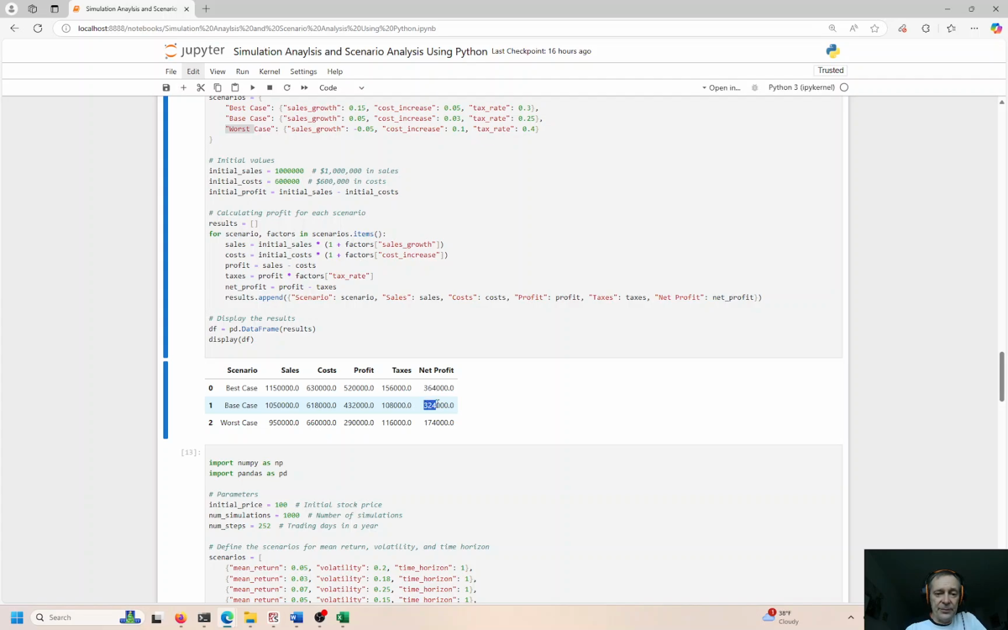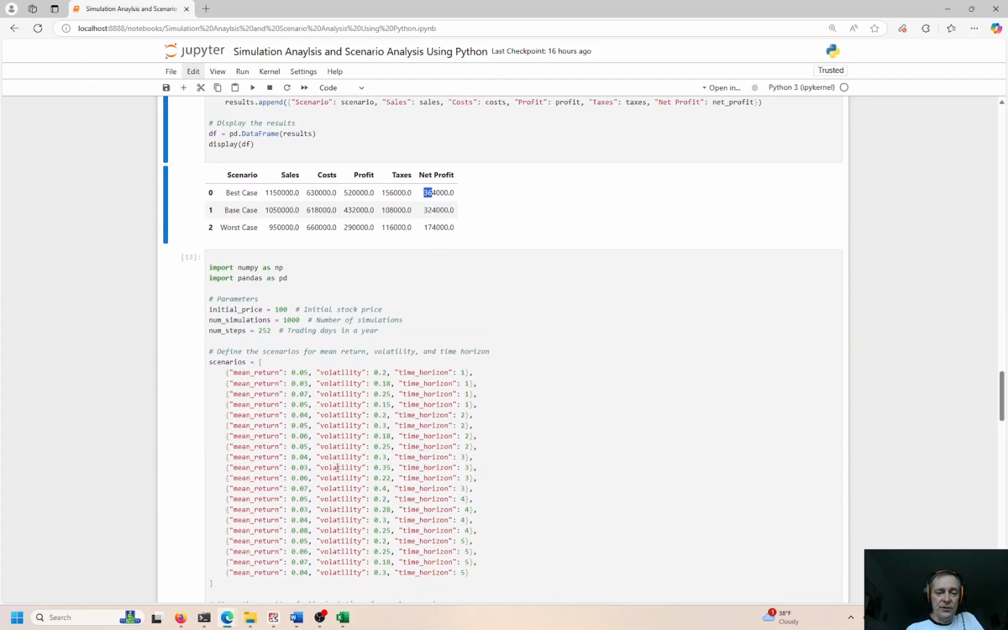Here in the base case, this would be the average. Profit is slightly lower, but still pretty close to the best case. The worst case is actually like almost half. This is dismal. This is not the outcome that you want. This is probably the outcome that you're going to get, and this is the best you can hope for.